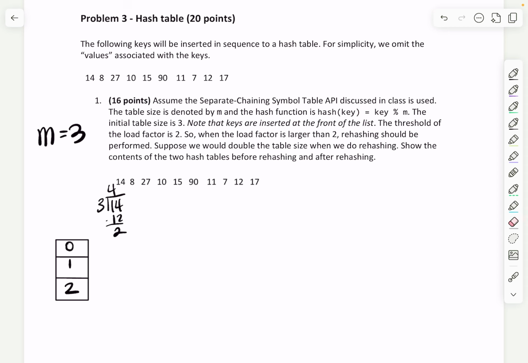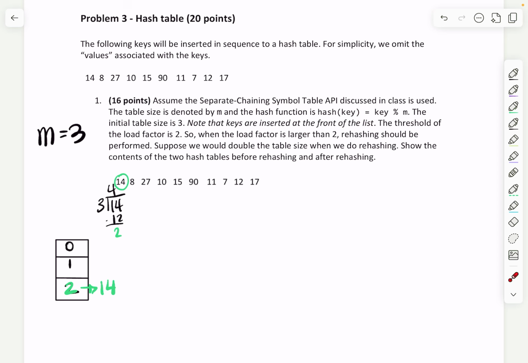So what this tells me is that I'm going to put 14 in 2 because 2 is my hash for 14. I did 14 divided by 3, and the remainder was 2. It's not the quotient, it's the remainder that we're talking about. So that means 14 goes here. That's our first one.